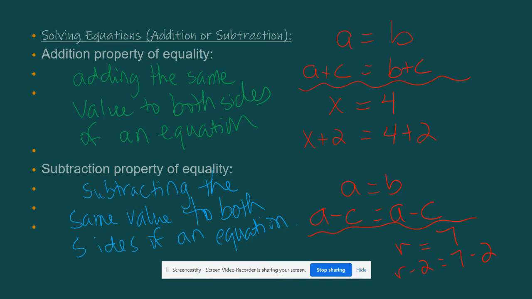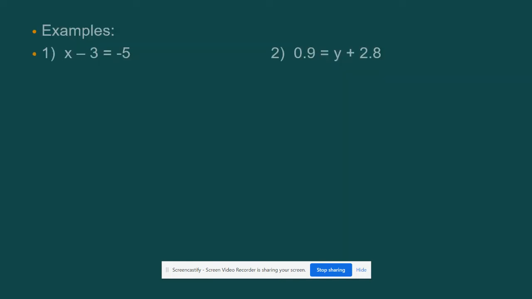All right, let's use some of this to get going on some problems here. So our first two examples, x minus 3. The inverse or opposite operation of subtraction is addition. So if we add 3 to both sides, minus 3 plus 3, they're opposites. They add to 0. We don't have to write 0 down, so we have x left on that left side. And then on the right side, we do negative 5 plus 3, which is negative 2.